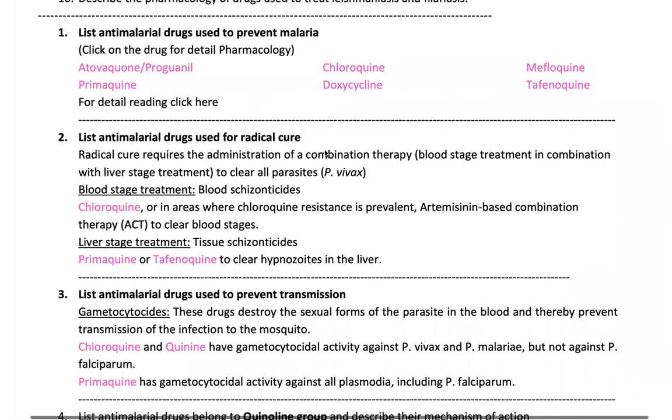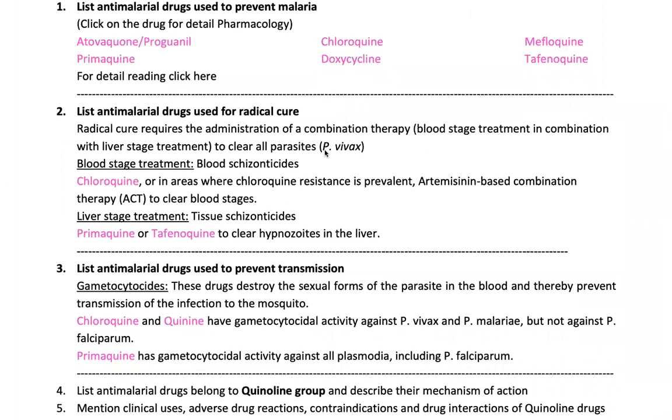The second objective is to list anti-malarial drugs used for radical cure. Now, what is radical cure? Radical cure requires the administration of a combination therapy. It includes the blood stage treatment in combination with the liver stage treatment to clear all parasites. And generally, radical cure therapy is recommended for Plasmodium vivax.